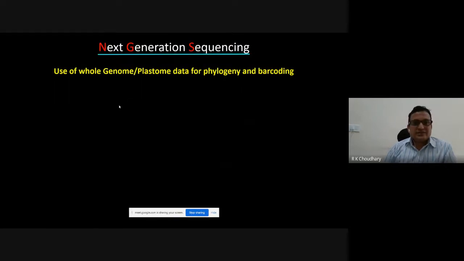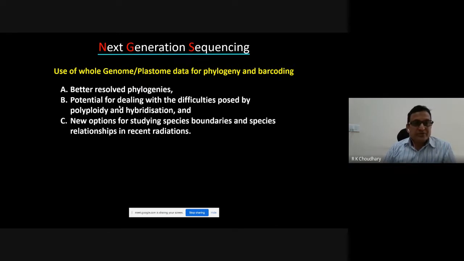Then nowadays we have next generation sequencing also, where you can use whole genome data or whole plastome data for phylogeny and barcoding, as I already discussed before. So how does next generation sequencing help? Earlier it was very difficult to sequence the whole genome because of the cost, time and effort involved. But nowadays we have very good sequencers available in the market, and even universities have big platforms, like Illumina, HiSeq, MiSeq, everything is available. So you can have a better resolved phylogeny, and it also helps us to deal with the difficulties posed by polyploidy and hybridization. Because of these issues, we sometimes wrongly identify the species, and it also helps to understand species boundaries and their relationships.